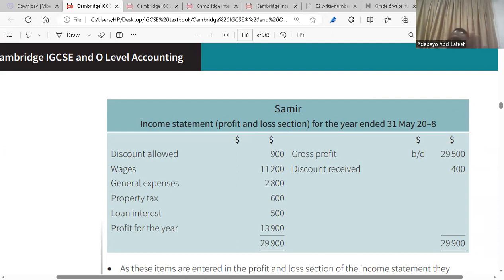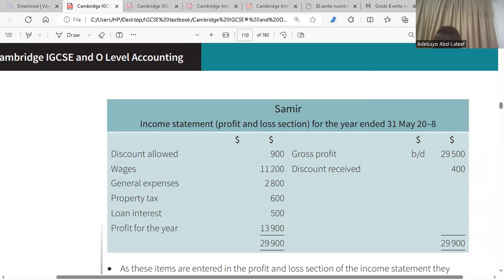Forget about ledger now. We're talking about income and expenditure, because the difference between your expenditure and your income gives you your profit. So profit is total revenue minus total cost. So income minus expenditure gives you a profit. Did you get it? Yes. So discount received is an income. Discount allowed is an expense for you, because instead of your customers paying you 5,000, they are paying you 4,800. So 200 is your own expense. Clear? Yes.